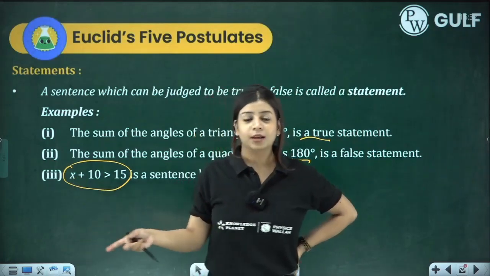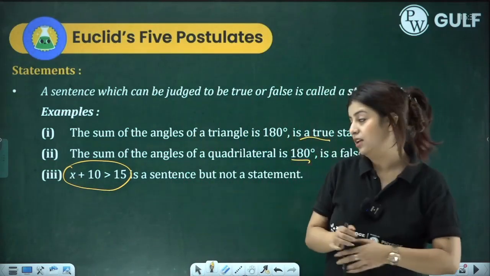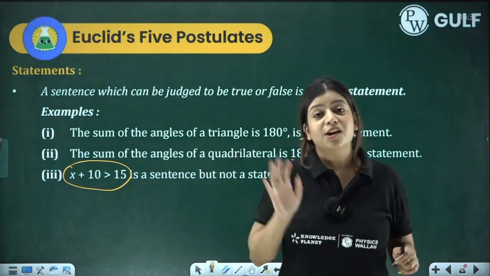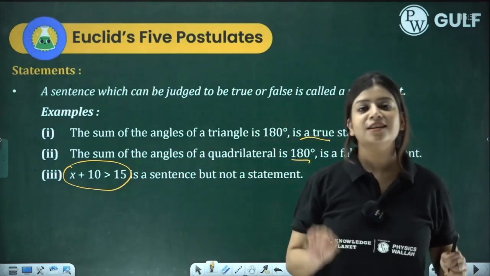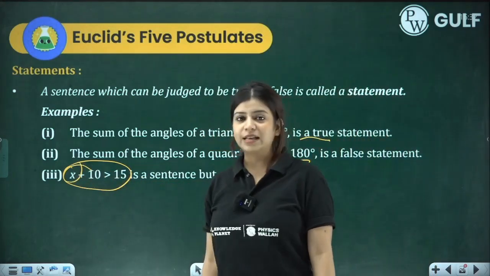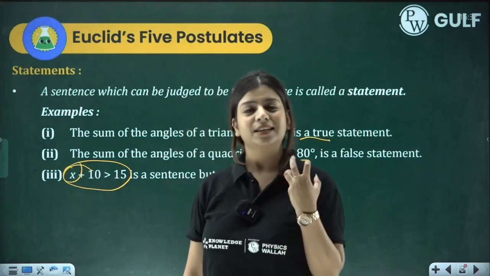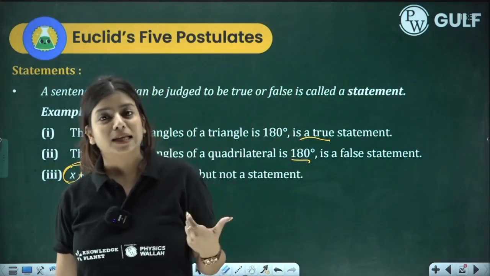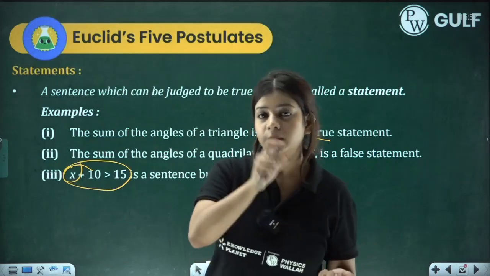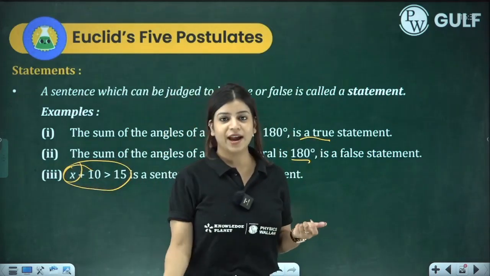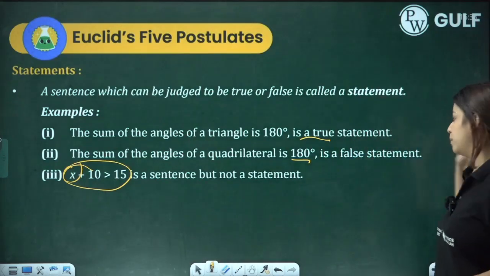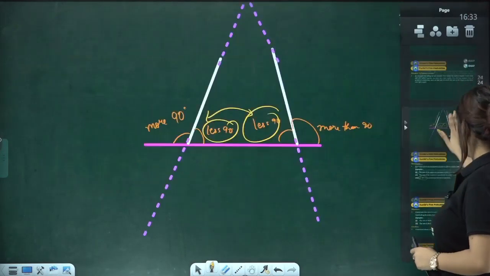If x is 1, then 11 is not greater than 15. If x is 2, 12 is not greater than 15. But if x is 6, so 16 is greater than 15. So it totally depends on the value of x. So basically for the sentences where we cannot say whether it's true or false because it is dependent on any third party, any third variable, right? So such sentences are not called statements, they remain as sentences only.